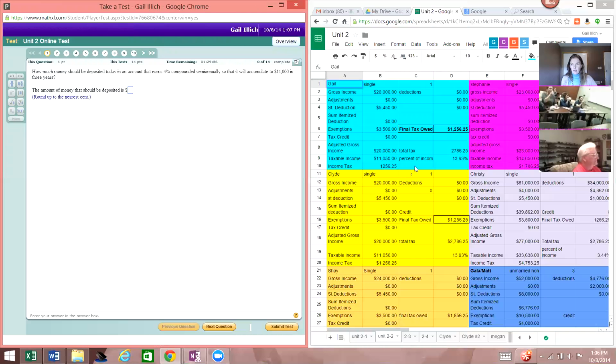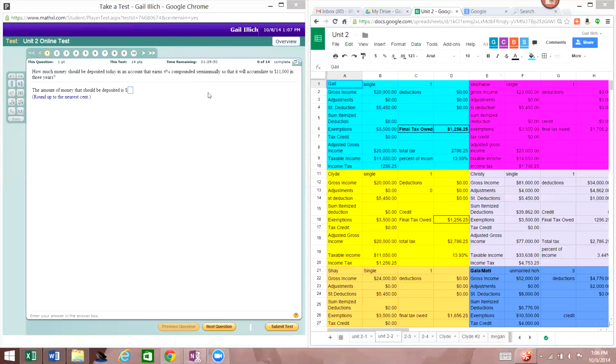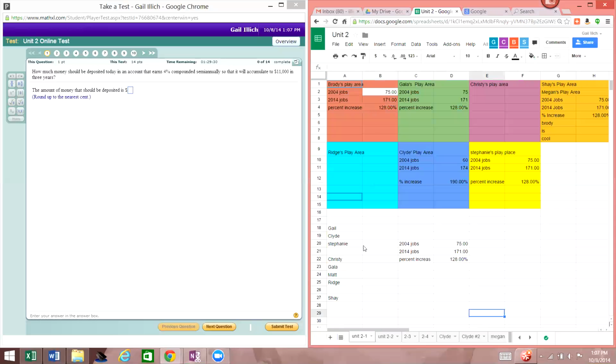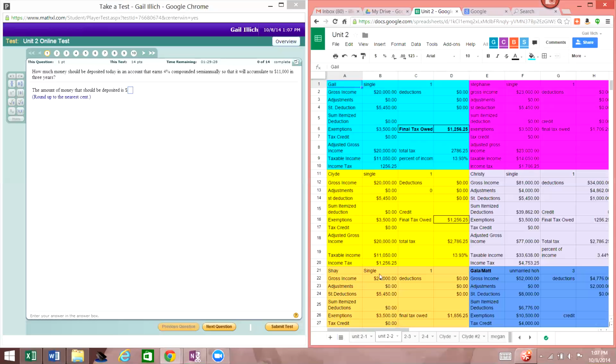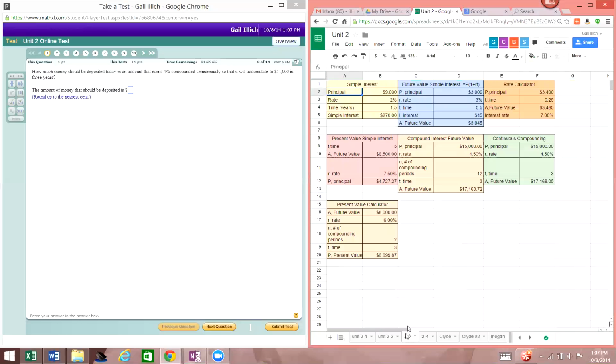Okay, so let's see. We're seeing everything. It says, how much money should be deposited today in an account that earns 4% compounded semi-annually so that it will accumulate to $11,000 in 3 years? The first thing you have to figure out is which section that is. 2-1 was just baby stuff, where we were playing with percents. 2-2 was the taxes, and 2-3 was the interest. So this is going to be in section 2-3.